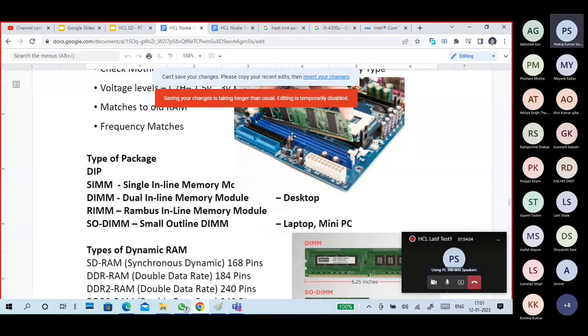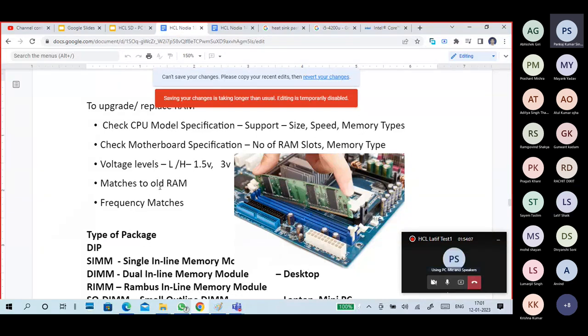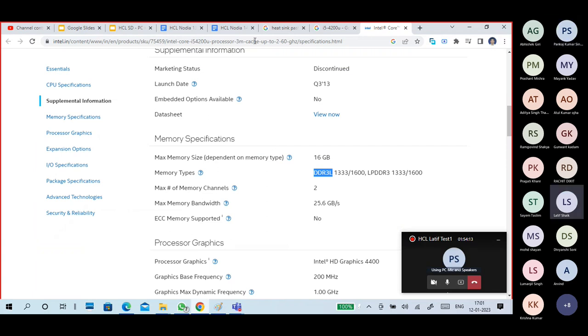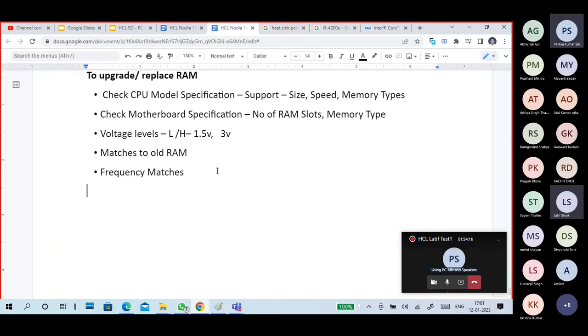Can I ask one thing? Yeah, tell me. What is the use of voltage level? It's the operating voltage. The motherboard will decide what type of RAM voltage should be there. So based on that only. The voltage level determines how the data is sent and so on. Okay, operating voltage.